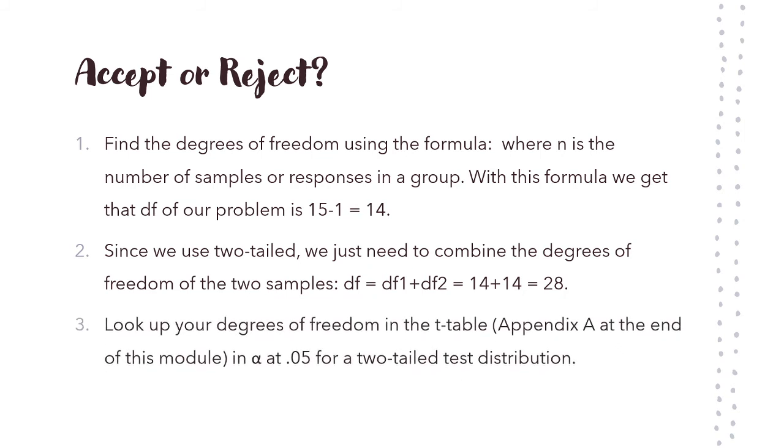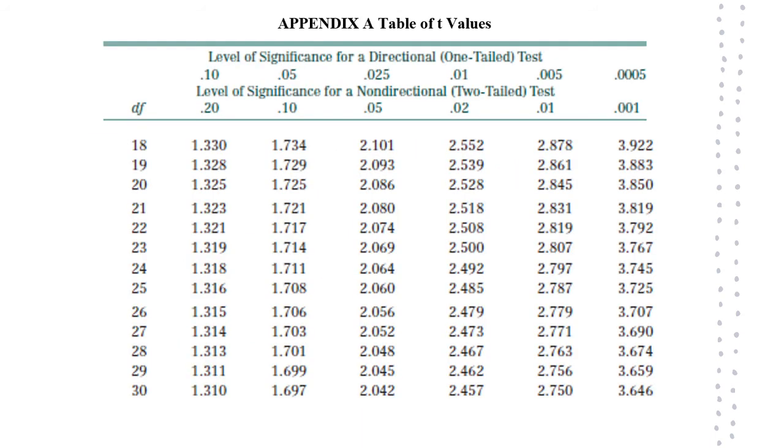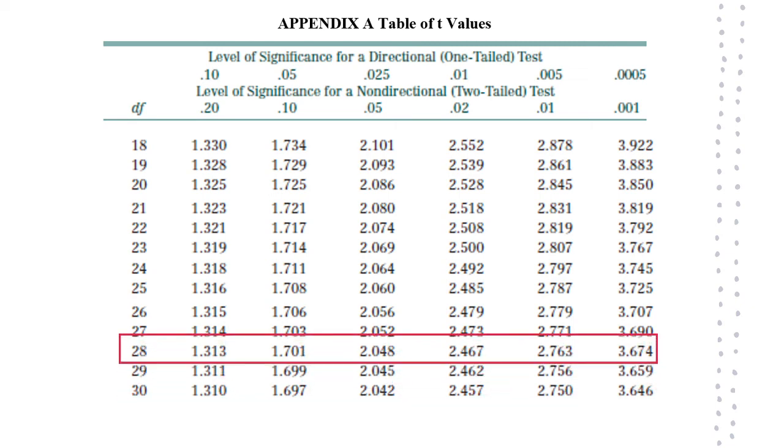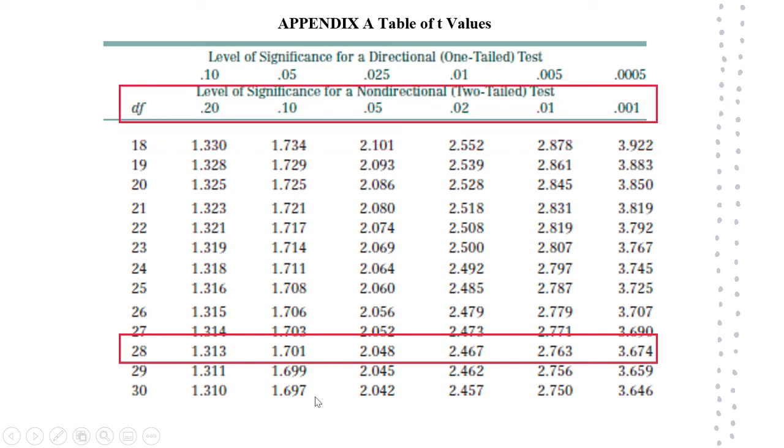So we need to look up the degrees of freedom, which is 28, in the table of our appendix, which is available in our module, at the alpha level of 0.05 for a two-tailed test distribution. So this is our Appendix A. Actually, nag-start yan siya sa 1, so I just exploded it, mag-start siya sa 18 to 30. So we already know that 28 yung degrees of freedom natin, and our test is a two-tailed test distribution and our alpha level is 0.05.